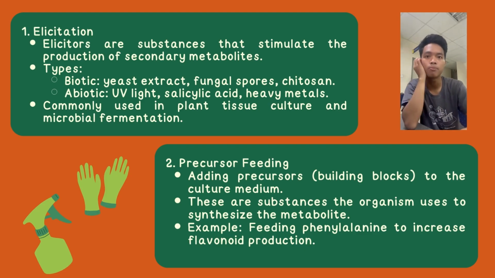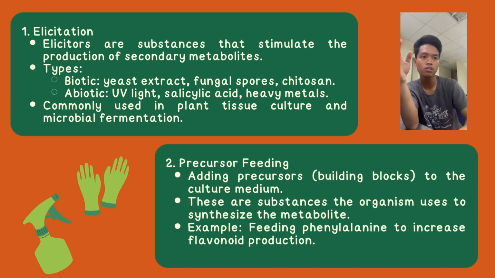The second one is precursor feeding. So this method involves adding metabolic precursors. So it is essentially raw materials into the growth medium. So the idea is to supply the biosynthetic pathway with more substrate to push the system toward increased metabolite output. For example, adding phenylalanine and tyrosine to a culture medium can boost the production of flavonoids or alkaloids. This is especially useful in controlled environments like plant cell cultures or microbial fermentation systems.